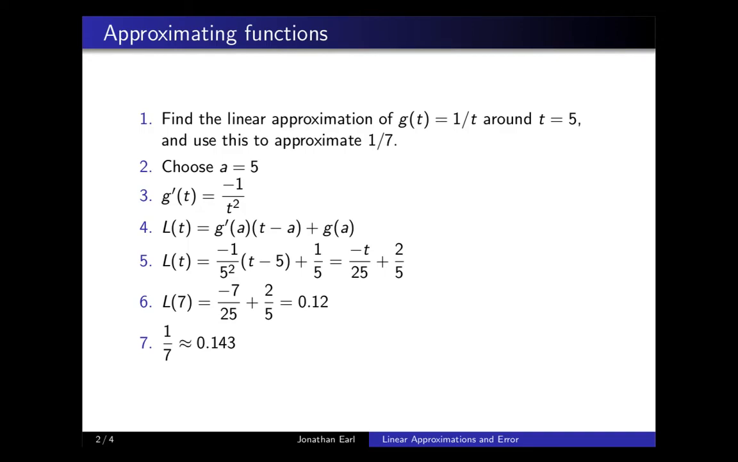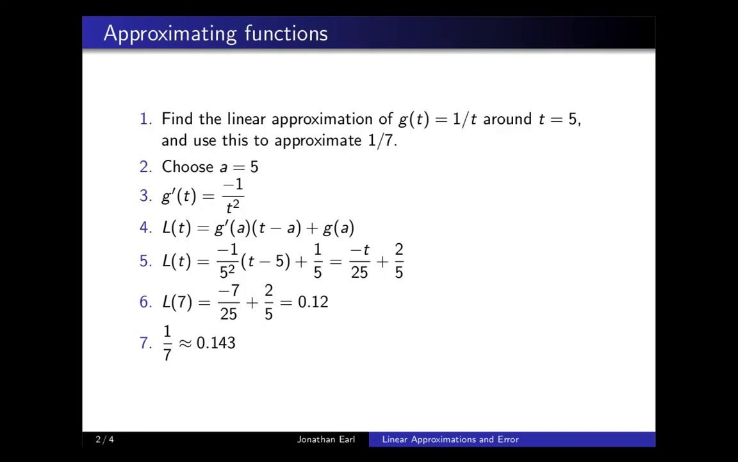And then what we said is that we want to approximate 1/7, so we'll put in t equals 7, because that's the t value we would need to put here to get 1 over 7. And when we do that, we find that our linear approximation value is going to come out to be 0.12, and if you want to find 1/7, you get that it's about 0.143. So again, reasonably close.